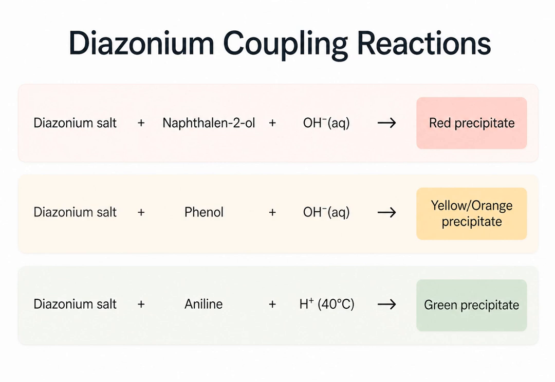Coupling with naphthalen-2-ol in an alkaline medium produces a brilliant red precipitate. Coupling with phenol, also in base, yields a yellow or orange precipitate. If we couple it with aniline in a slightly acidic medium at 40 degrees, we get a distinct green precipitate. The extended conjugated pi system across the two nitrogen atoms is what gives these molecules their vibrant colors.